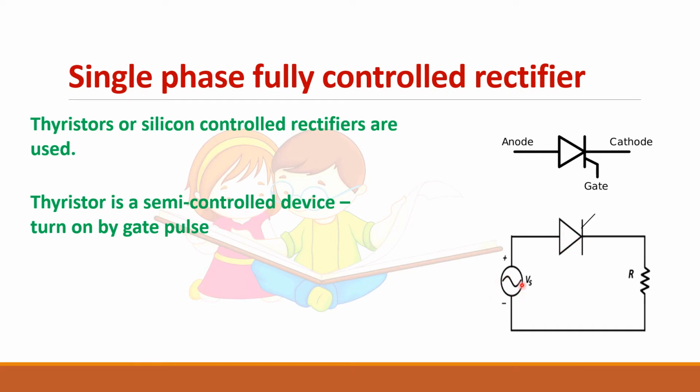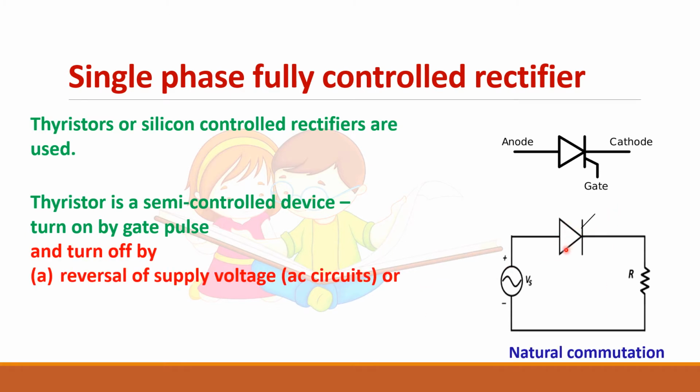During positive half cycle, SCR is forward biased. Only when you give the gate pulse, it will start conduction. So how to turn off this SCR? During negative half cycle, it gets turned off automatically due to the reverse bias condition. So this process is called natural commutation. What is commutation? The process of turning off of SCR is called commutation. And when you have an AC input supply, SCR gets reverse biased and turned off automatically. This process is called natural commutation.